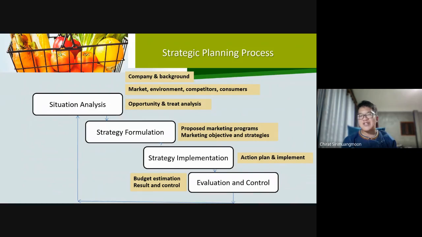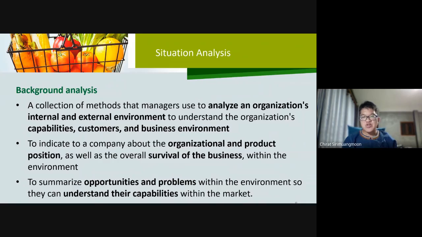Then you collect the results and evaluate them. If it's not quite good, you use the whole process again, starting with the situation analysis. So this is a loop that you can follow and redo for strategic planning. This is the whole process, and this chapter is going to talk about it. The first one that I would like to focus on is the situation analysis.